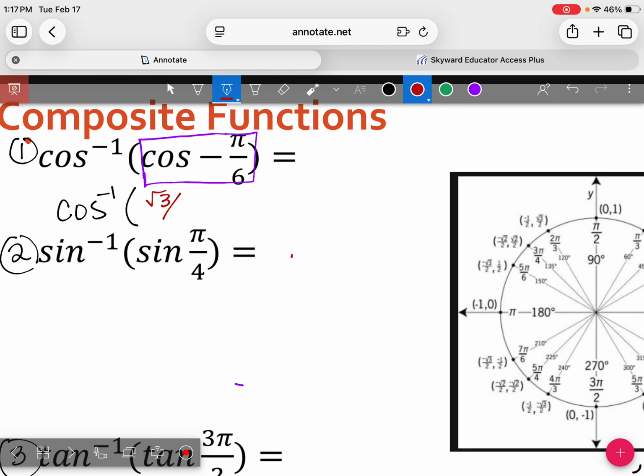Now we're going to answer the inverse. Now, when I'm talking about an inverse, though, I'm only looking in quadrants 1 or 2. So going back to quadrants 1 or 2, what angle has a cosine of positive root 3 over 2? What angle am I looking at? Positive pi over 6. That would be my final answer. All right, take a minute and try to do number 2 by yourself.